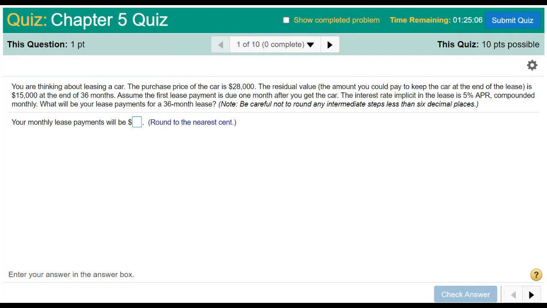Does anybody have an answer, or no one did it? Sorry, I just wanted to go over how you find the present value of the residual again. We're going to say N equals 36, IY equals 5 divided by 12. Payment is 0. Future value is 15,000. And then compute for present value. Then we subtract the answer we get from the 28,000, the purchase price of the car.